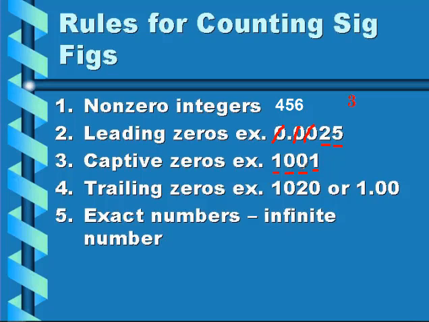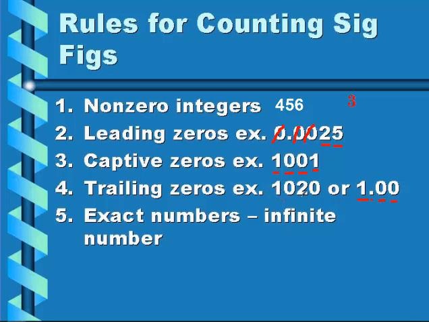Number 4, trailing zeros sometimes count. What that means, you may want to make note, is trailing zeros only count if there's a decimal. So in this problem, there's a decimal place. So the 1 counts and both of those zeros. It doesn't matter if there were 2 zeros or 5 zeros, all of the zeros would have counted.